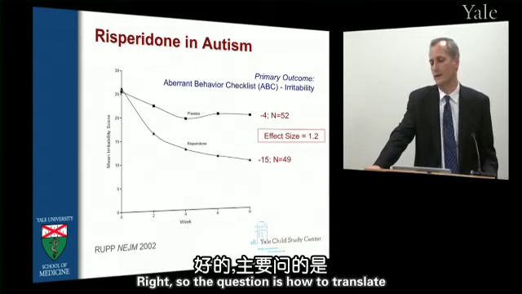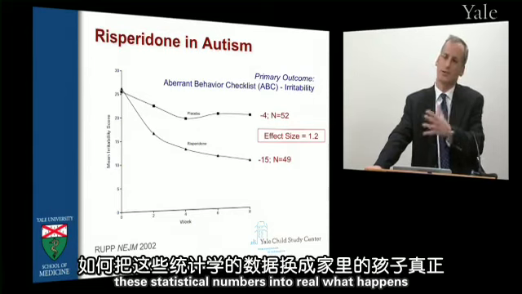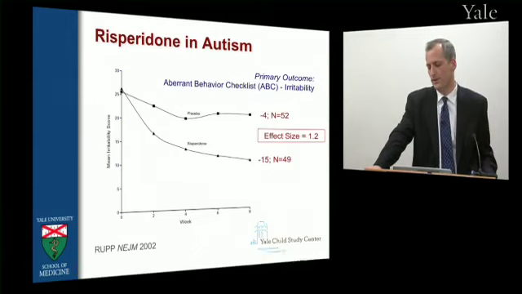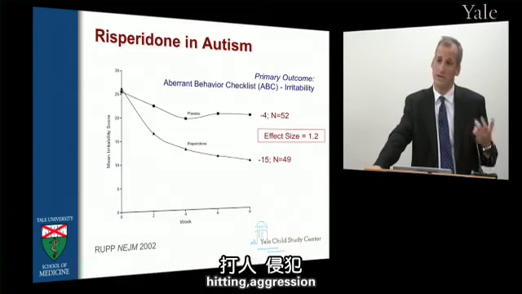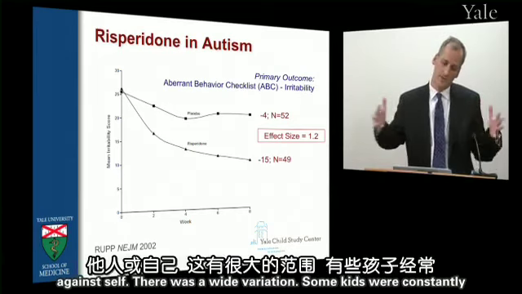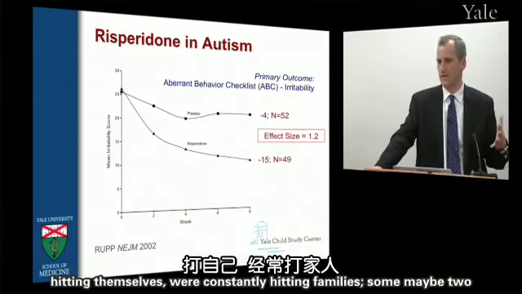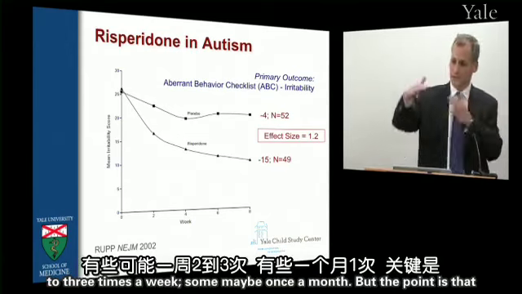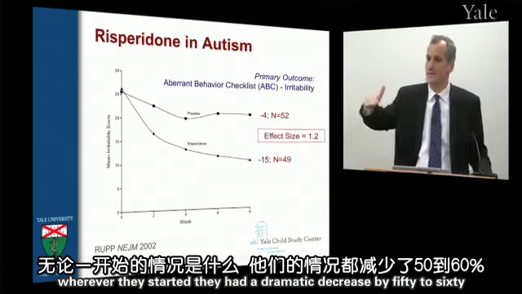Right. So the question is how to translate these kind of statistical numbers into what really happens with kids at home. The type of behaviors that were most commonly seen were hitting, aggression against self. There was a wide variation. Some kids were constantly hitting themselves, constantly hitting families. Some of them maybe 2 or 3 times a week, some maybe once a month. But the point is that wherever they started, they had a dramatic decrease by 50, 60%.